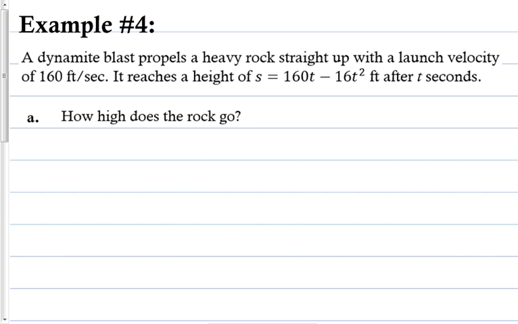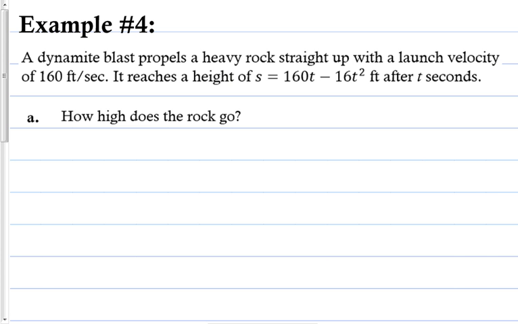Okay, example 4. A dynamite blast propels a heavy rock straight up with a launch velocity of 160 feet per second. It reaches a height of s equals 160t minus 16t squared feet after t seconds. A. How high does the rock go?